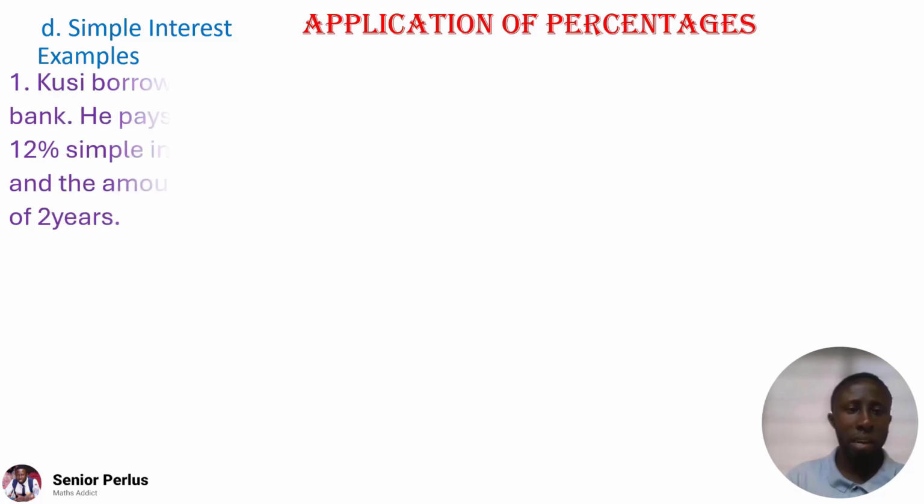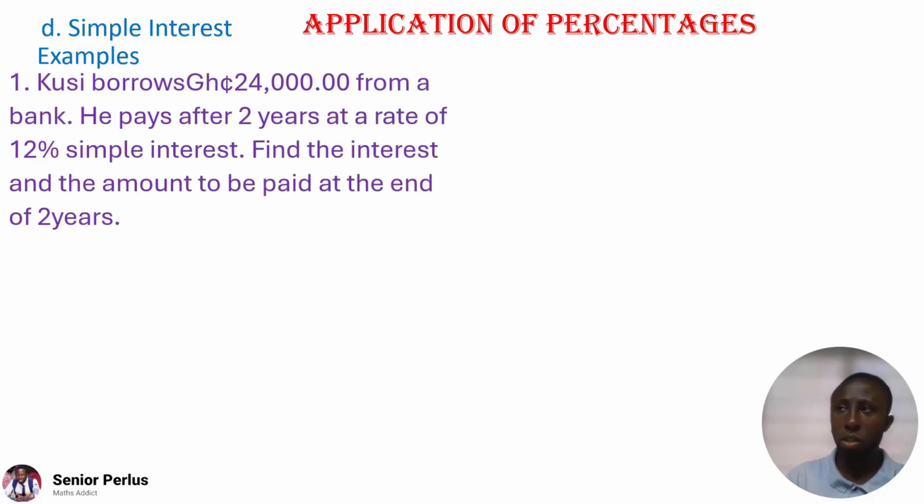So let's solve some examples on simple interest. Kusi borrowed 24,000 Ghana cedi from a bank. He pays after 2 years at the rate of 12% simple interest. Find the interest and the amount to be paid at the end of 2 years.